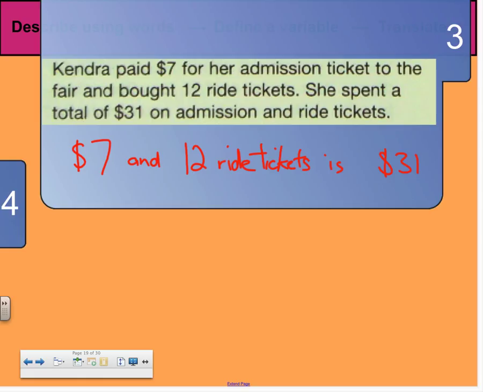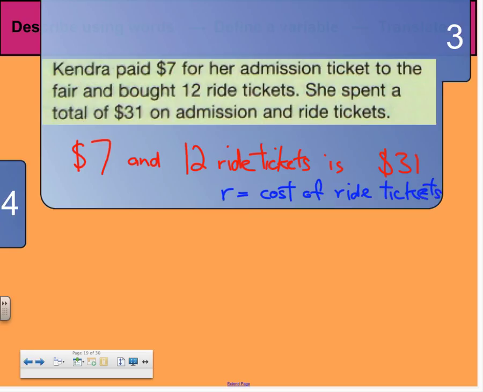Okay, now, I need to define a variable. What do I not know in this scenario? What do I not know, Cedric? Lay? How much are the ride tickets? I know how many she bought. I just don't know how much they cost. So we're just going to use R, okay? And that's just going to be the cost of ride tickets. All right? Now we have defined a variable.